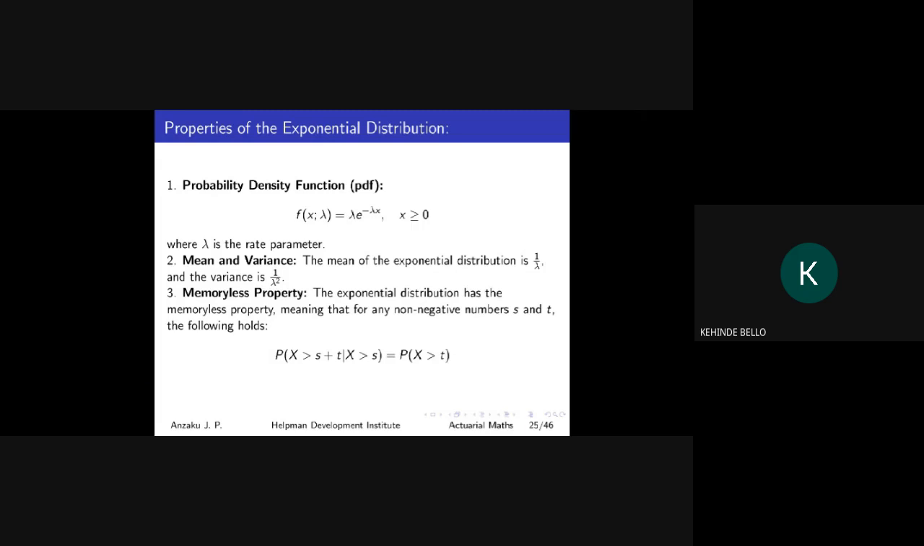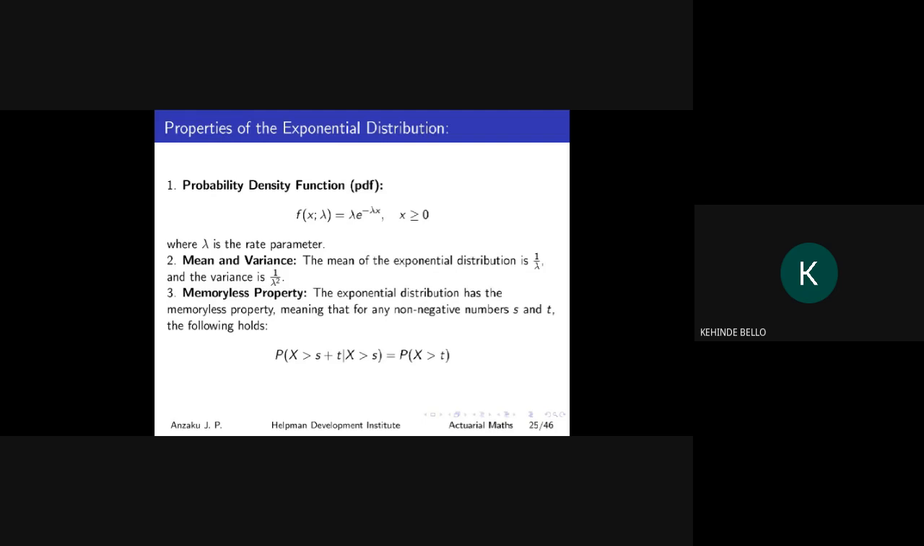greater than or equal to 0. This is the range. Lambda is the rate parameter. The mean is given by 1 over lambda and the variance is given by 1 over lambda squared. We say the exponential distribution has a memoryless property.